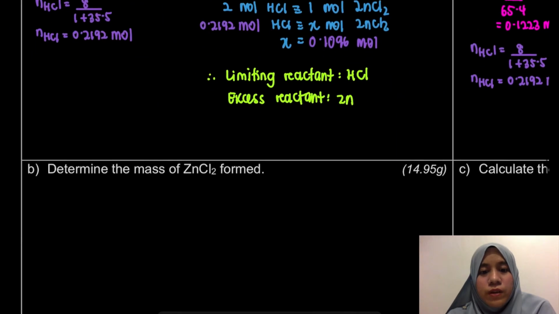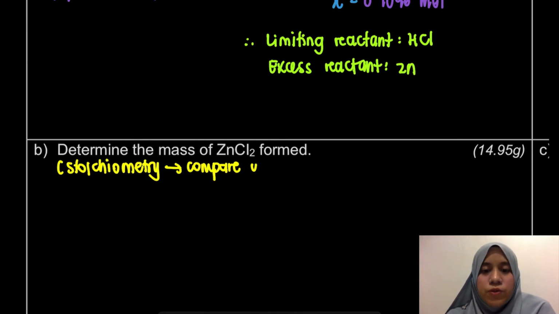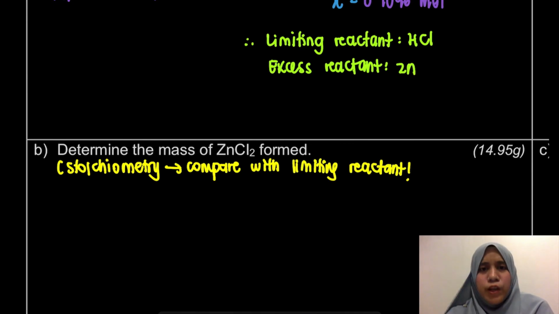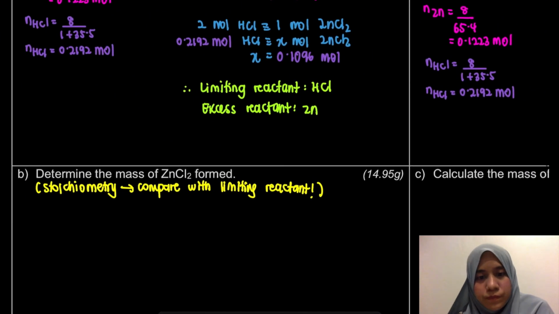Okay, so zinc chloride is actually our product. Now, if we want to find the amount of product, we have to look at the stoichiometry and compare with the limiting reactant. Since we went through the trouble of finding the limiting reactant, what does it limit? So we have to find the amount of product.